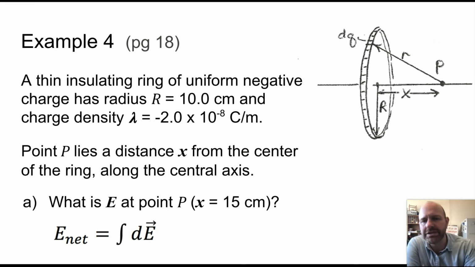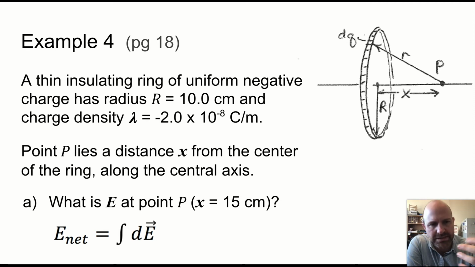So this is on page 18. I think it's labeled as example 4. We have a thin insulating ring. Insulating just means we put the charge there and it can't move, which is nice. A uniform negative charge is given to us. We have a radius of 10 centimeters and a charge density of lambda equals -2 times 10 to the -8 coulombs per meter. Point P is along the central axis, a distance x from the center of that ring. So we want to know, what is the electric field at that point?